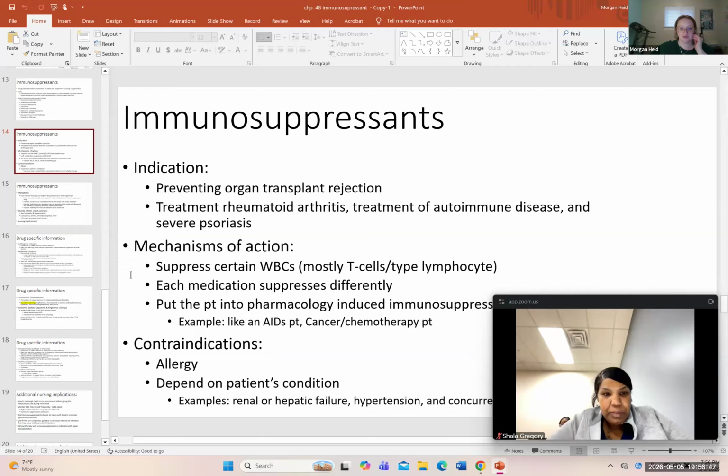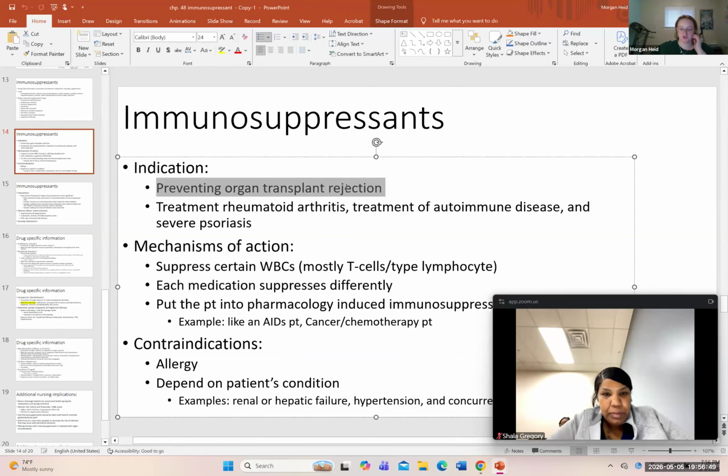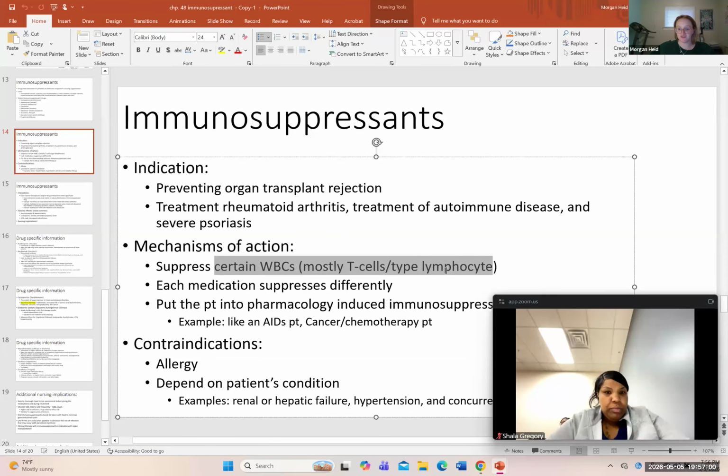So the indication we just said: organ rejection, transplant rejection, or autoimmune. Okay. My mechanism of action, how are they actually working? How are they doing this? They simply make it so that my bone marrow does not make as many white blood cells. Simple enough. Because if I don't make as many, I'm not going to have as many to do damage, right? Questions about that?